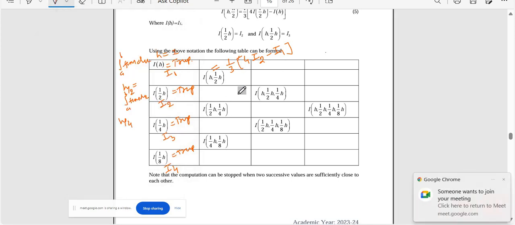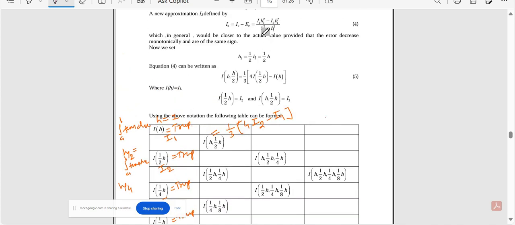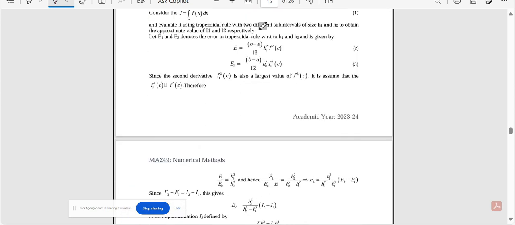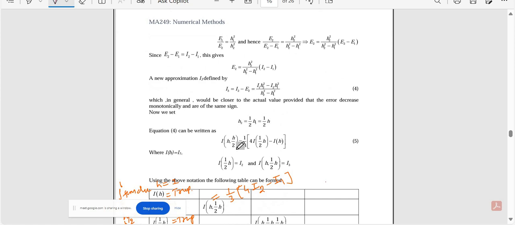How that 1 by 3, 4 I. That is the development of the Romberg. Development by the Romberg. I already mentioned here, but it is not asked in the examination, so I skip that part. You can see all the things are discussed here. Whatever I am explaining, this is the formula.